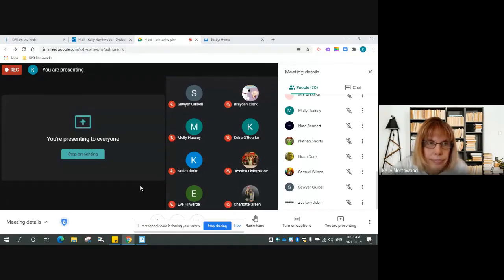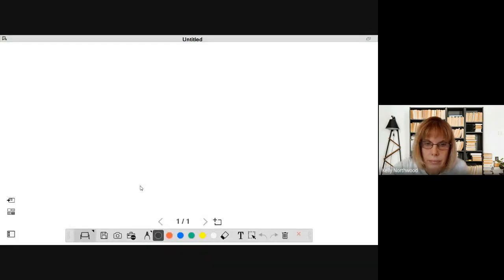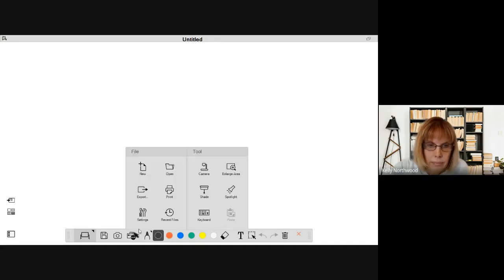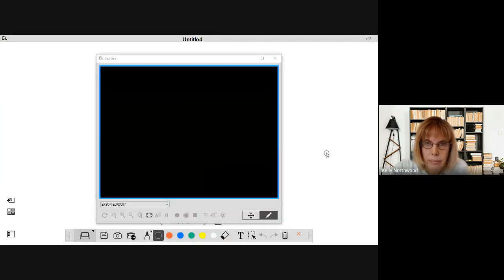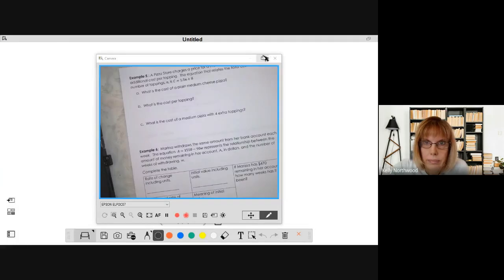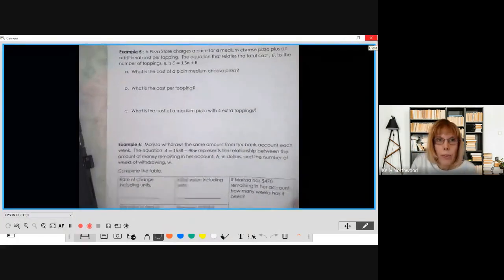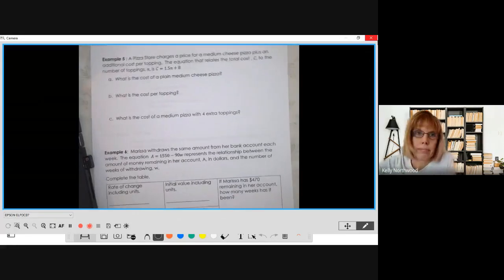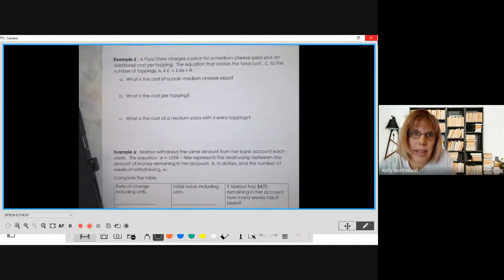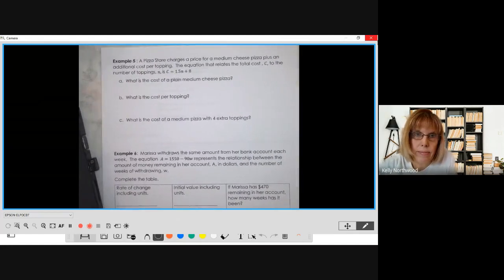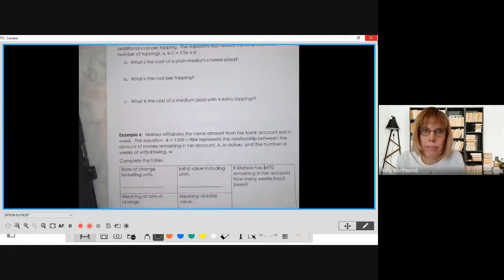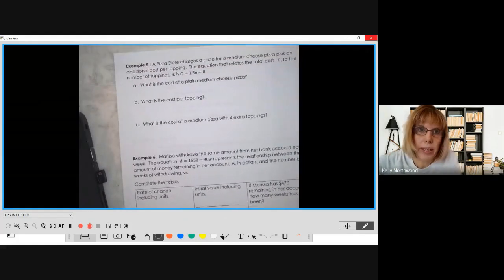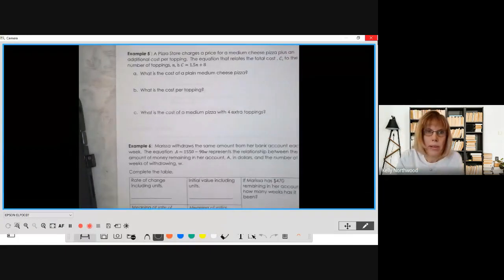Camera. Okay, everybody see it? Can you see that, guys? Yep. Okay. I'm just trying to make it straight here with my camera. Goes that way. There we go.